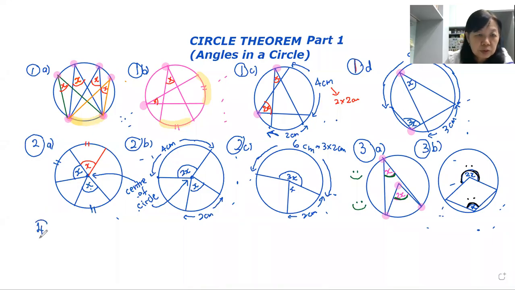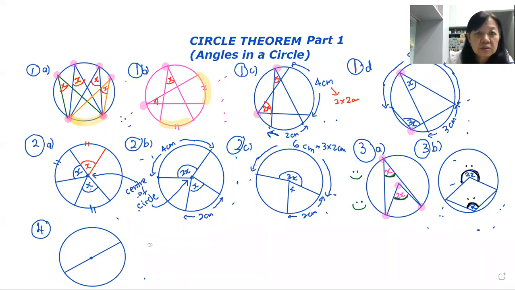Okay, now the fourth theorem. What's the fourth theorem? This theorem will have to do with the diameter. What's the diameter? Okay, you have the center of the circle here. The diameter is a straight line that passes through from one end of the circumference to the other end of the circumference, passing through the center.